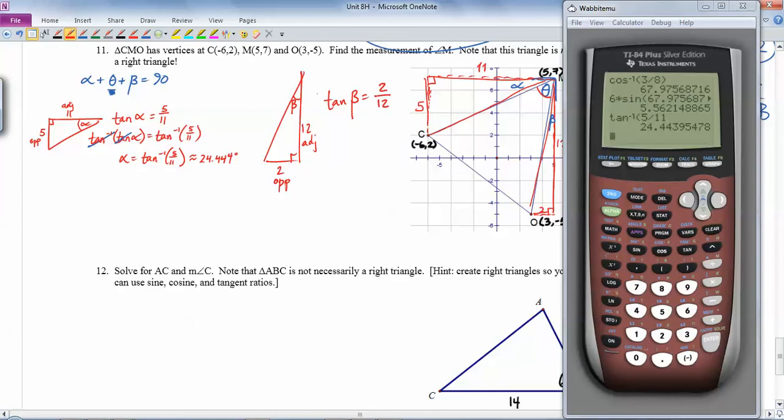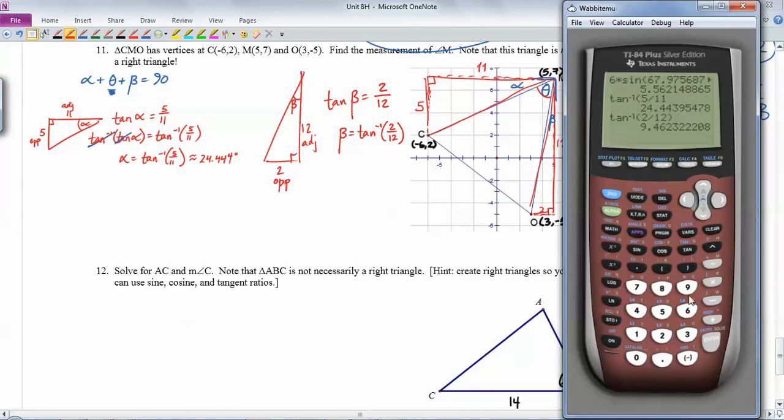And so then if I want to isolate the beta, I do tan inverse. So beta is going to be tan inverse of 2 over 12. And then if I type that in, I've got second tan, so for tan inverse, 2 divided by 12, hit enter, 9.462 roughly. So beta is about 9.462.